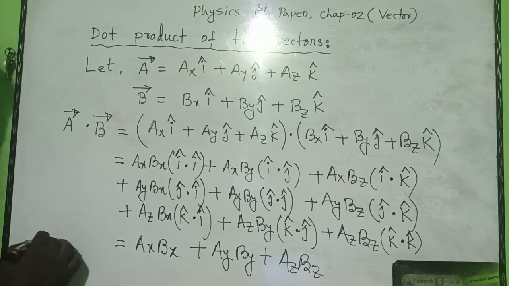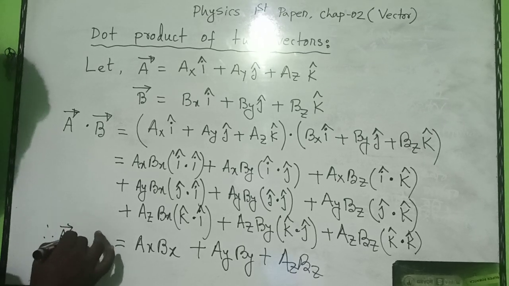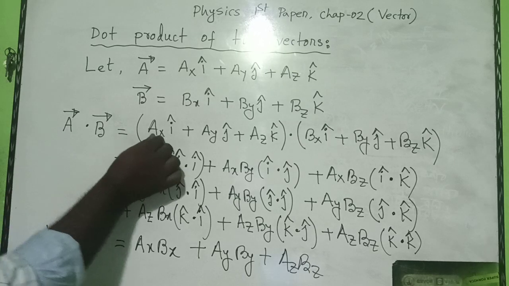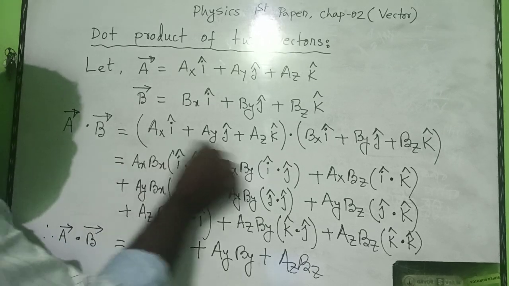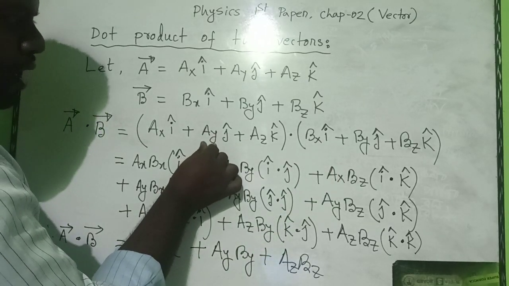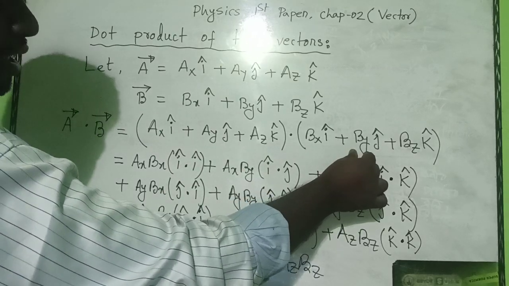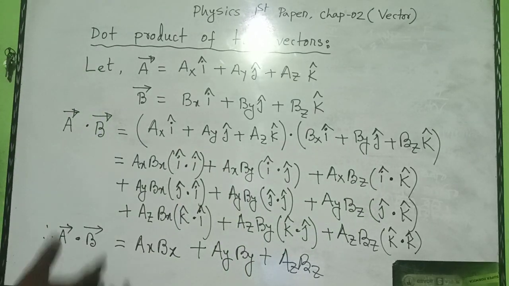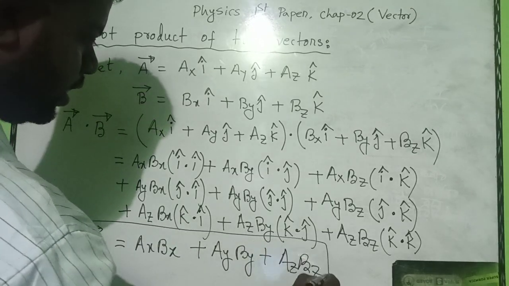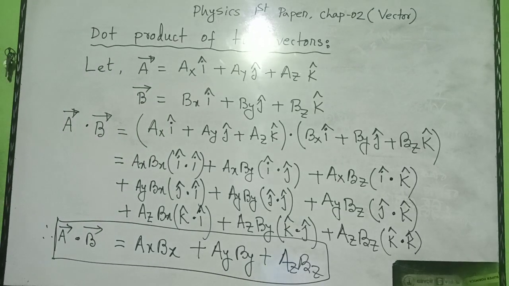So ultimately I get a vector dot b vector is equal to the component of i times the component of i from this side, the component of j, that is ay, times the component of j here, by. Similarly, plus az bz. This is the formula to get the dot product of two vectors when the two vectors are represented in a three-dimensional coordinate system.